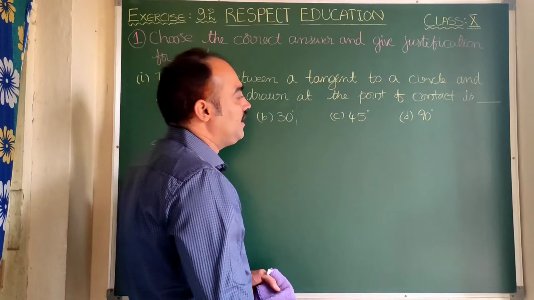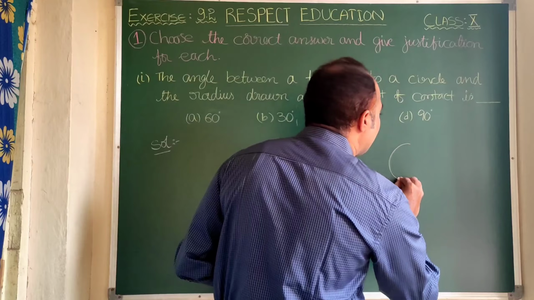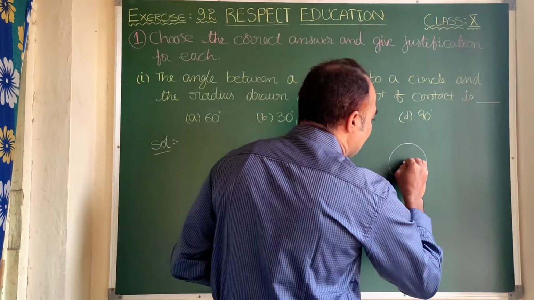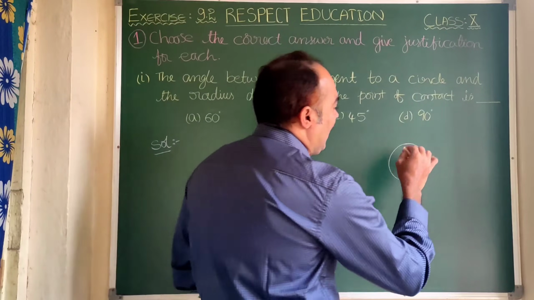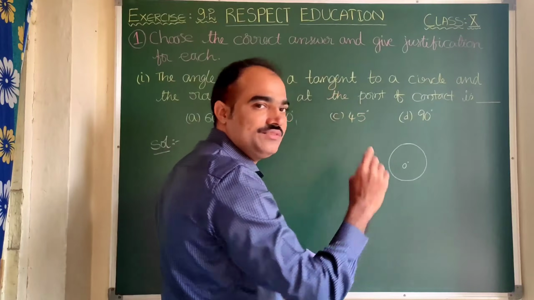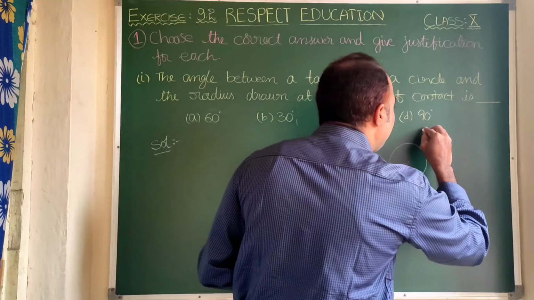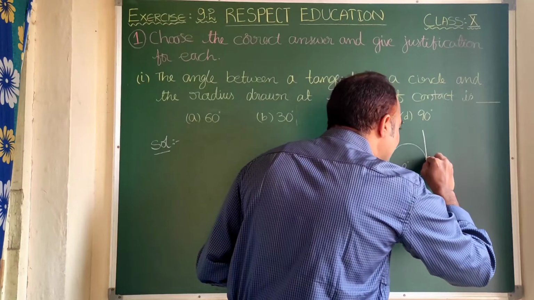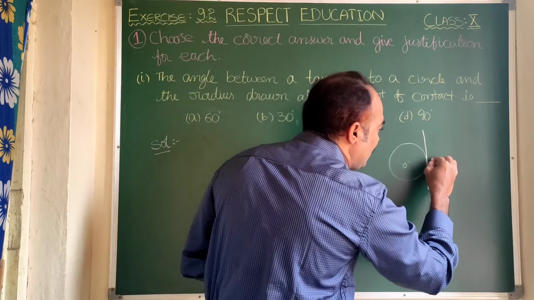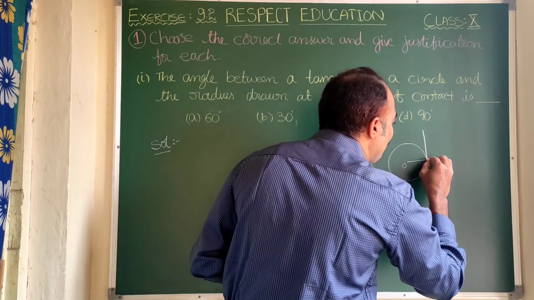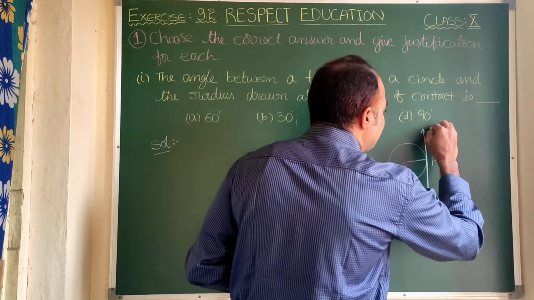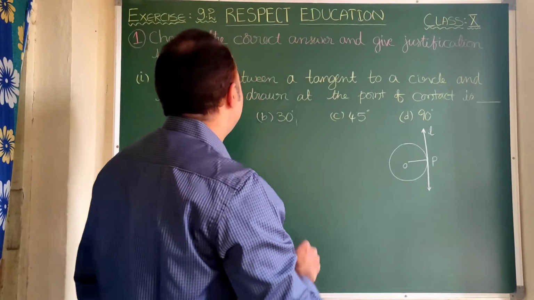To solve it, let us consider a circle whose center is O. Here we have to draw a tangent. As you know, a tangent can be drawn at any point of the circle. Here I am drawing the tangent in this way. See, the tangent intersects the circle at a point. Let this point be P. Now join OP. OP is the radius. Here I am taking this L as the tangent. Now let us see the question.